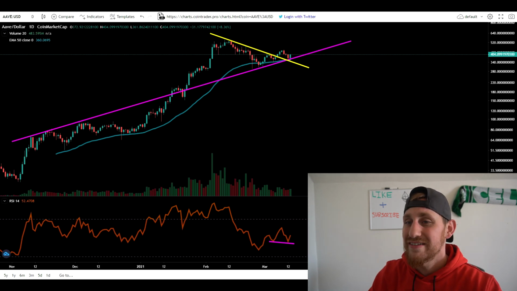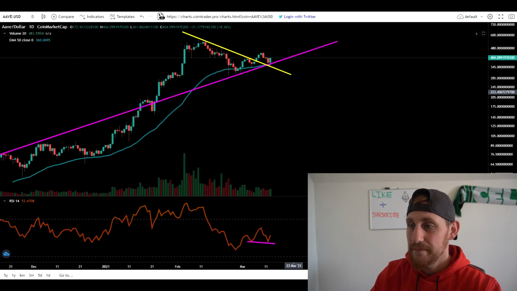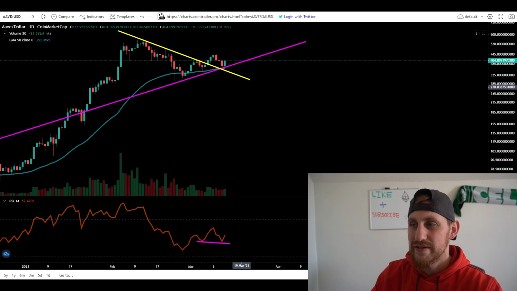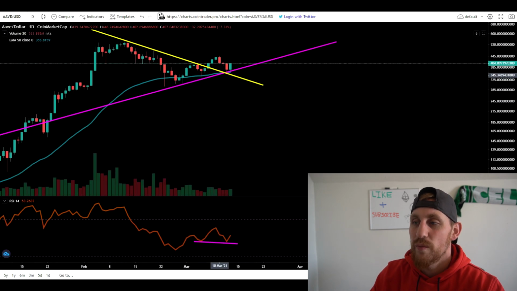All right, so let's jump right into the daily chart here and not waste any more time. And as you guys can see on the daily chart, we have a couple different points of confluence going on why I think we're going to get a massive bounce from where we are right now.